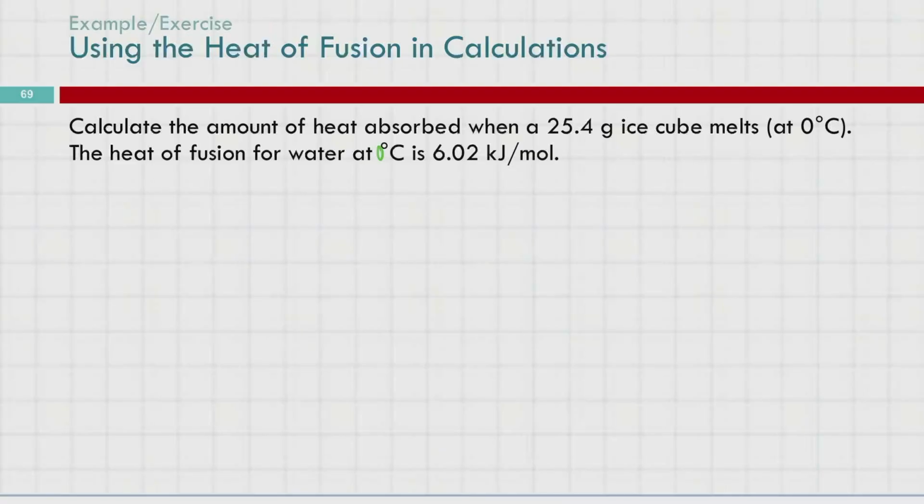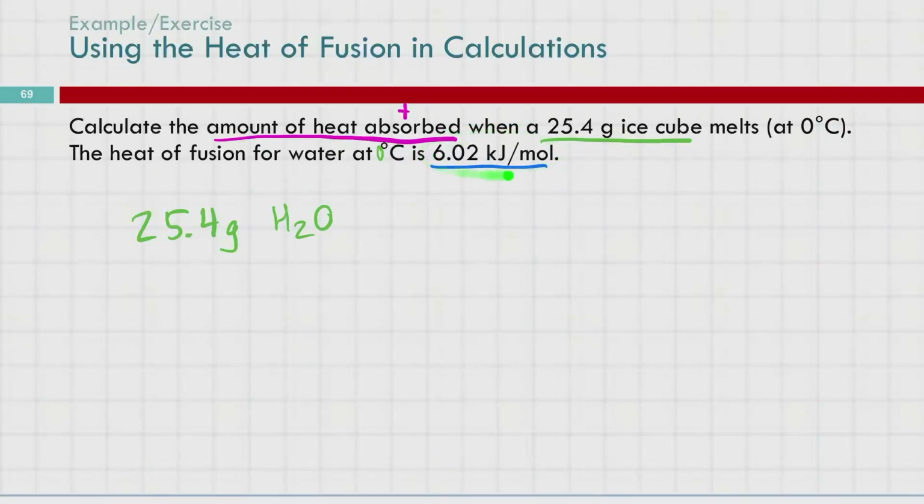All right. 25.4 gram ice cube. So we've got 25.4 grams of H2O, and we want to calculate the amount of heat absorbed. So we're looking for what's the positive number that we get out. Absorbed means we're adding heat. And we're given a delta H of 6.02 kilojoules per mole. Since it wasn't given to us in that chemical equation format, we have the per mole part shown to us here.